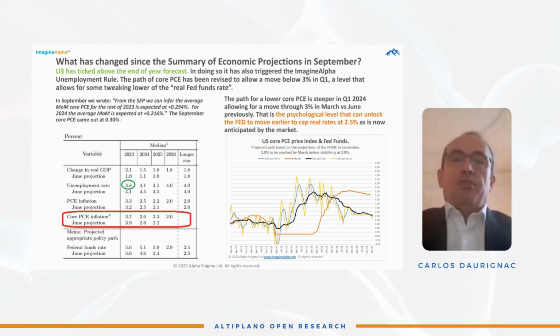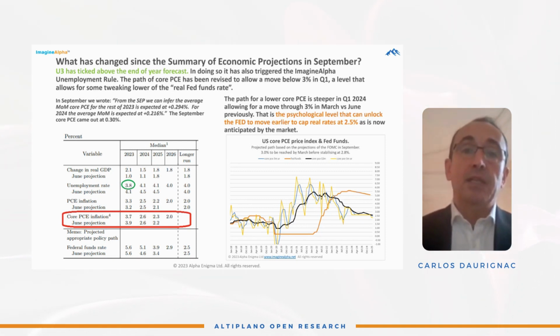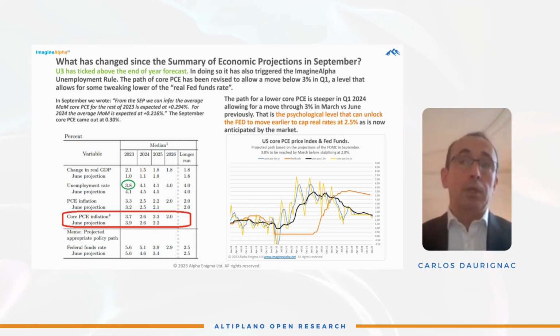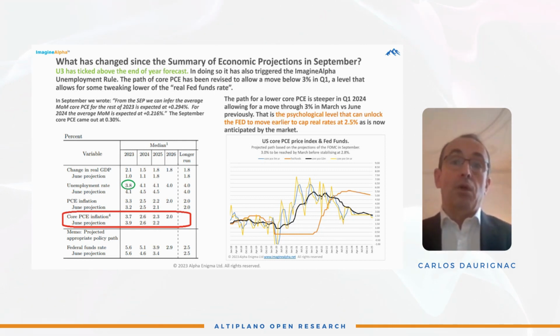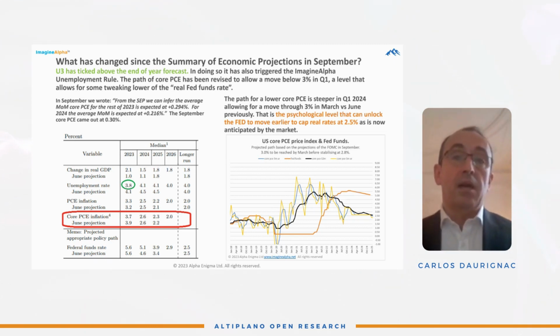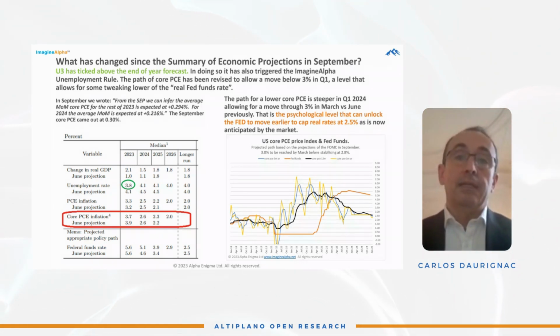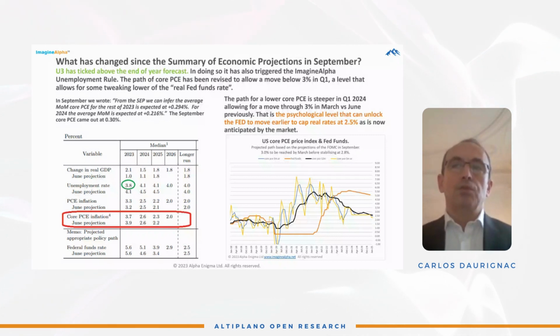0.1% on the unemployment rate. That's what has changed. But otherwise, on the core PCE for the Fed, not much has changed. In the SEP, the projections in September, it was projected that the average monthlies into year-end would be at 0.29% month on month. And for September, we got 0.3, so just in line.